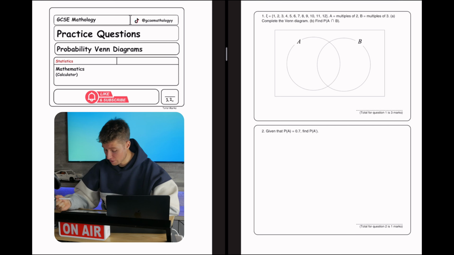Are you struggling with GCSE Venn diagram style questions? In this booklet, we're going to cover probability Venn diagrams.